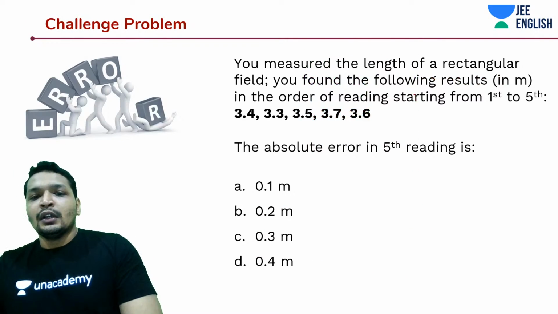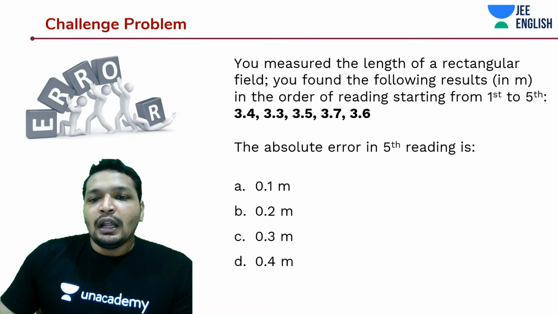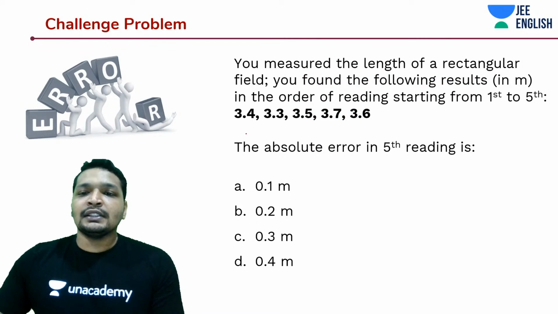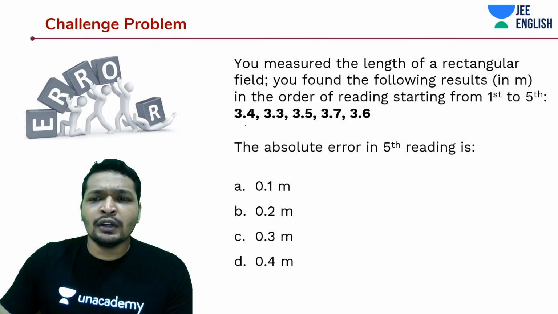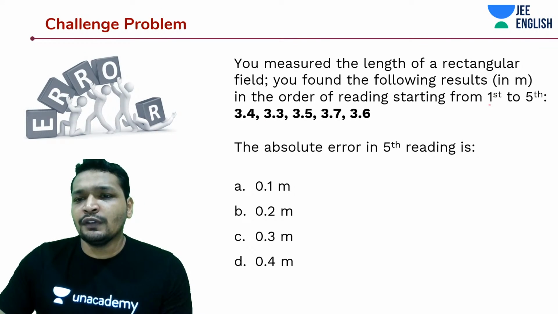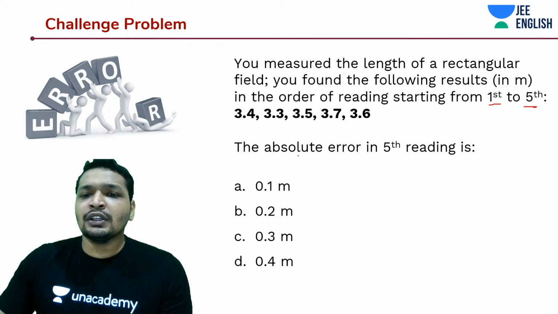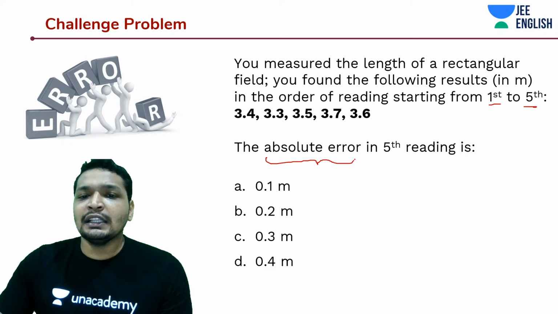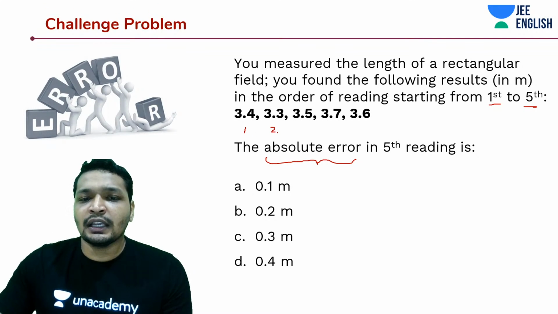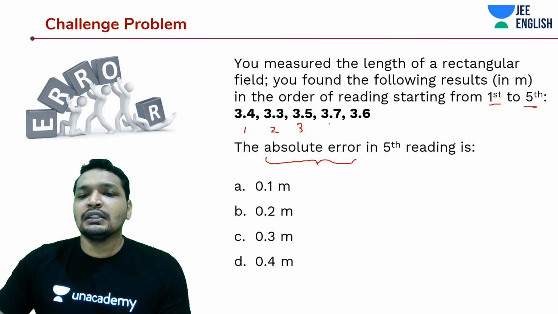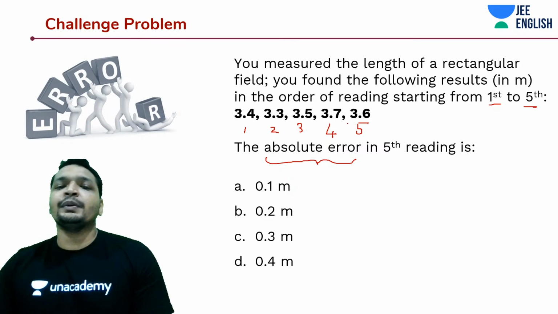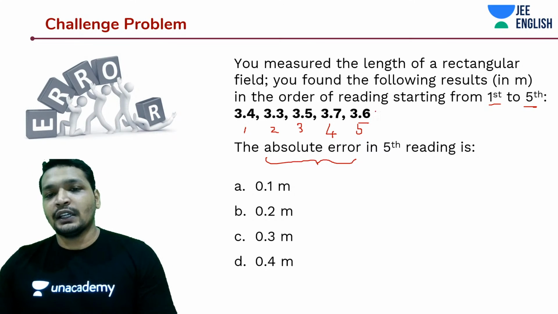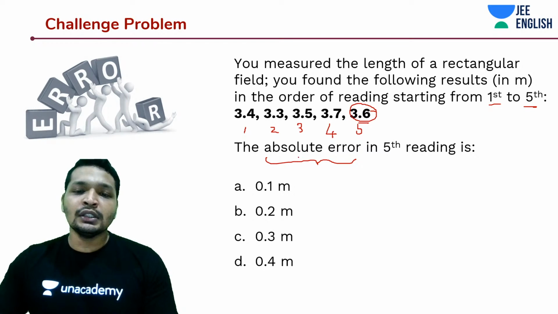Okay, so let's get started on a question then. Again, a very similar one. You're measuring the length of a rectangular field and you found the results in meters in the order, first to the fifth, and they're asking you what is the absolute error in the fifth reading. So this is first reading, second, third, fourth, and this is fifth reading. What should be the error in the fifth reading is what they're asking. How do you do this?